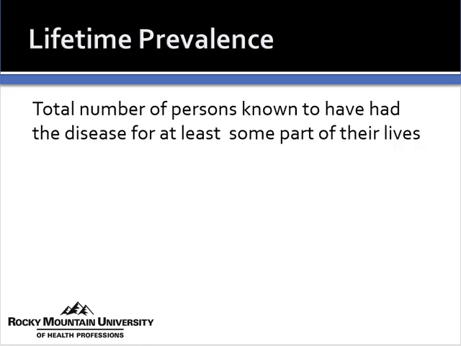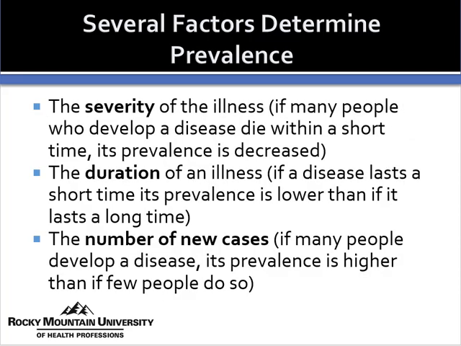There's something that is called a lifetime prevalence, and I'm sure there are other types of prevalence designations out there. Lifetime prevalence is the total number of persons known to have had the disease for at least some part of their lives. Something that we see in physical therapy a lot is a statistic that's thrown about: the lifetime prevalence of low back pain is like 80%, meaning at some point in somebody's life, 80% of the people will experience some episode of low back pain. I'm sure there are plenty of examples like that within medicine too.